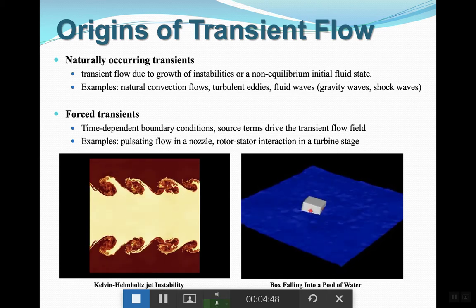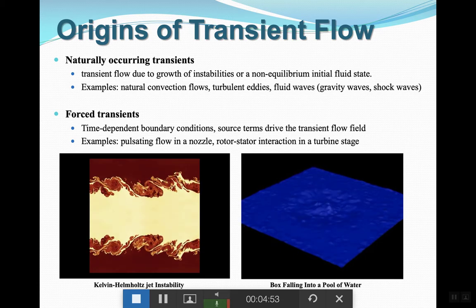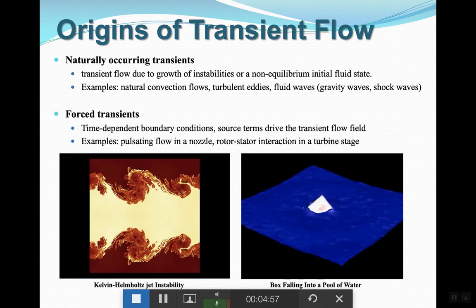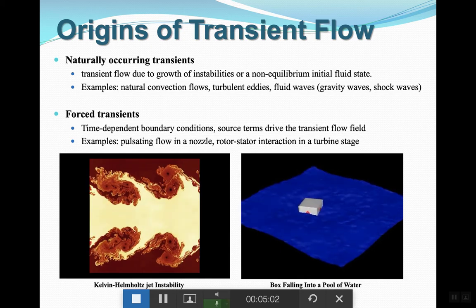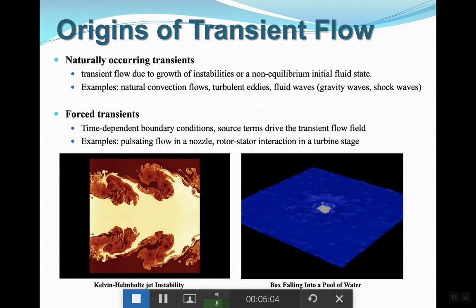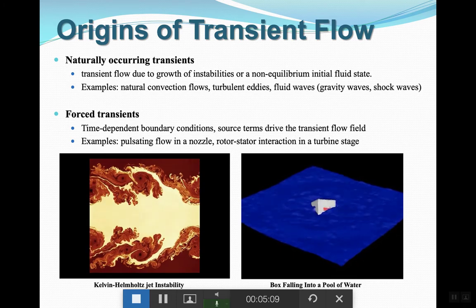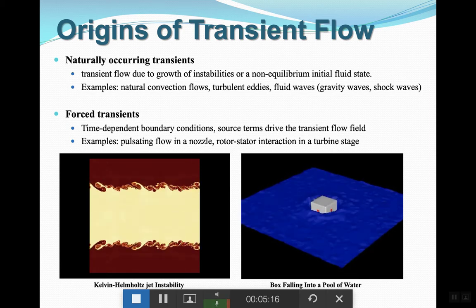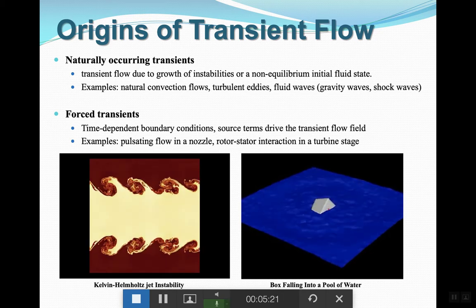There are many reasons. We actually discussed the examples of transient flow, but we have to also discuss what is the origin or root cause of those transient flows. You either have naturally occurring transients or you have forced transients. So the naturally occurring transients are transient flow due to the growth of instabilities or non-equilibrium initial fluid state.